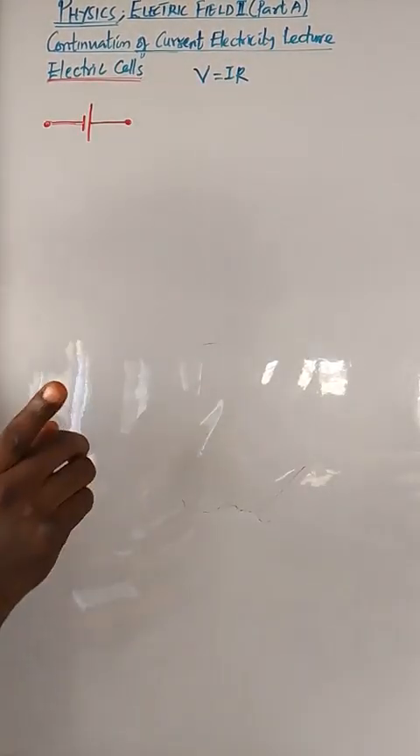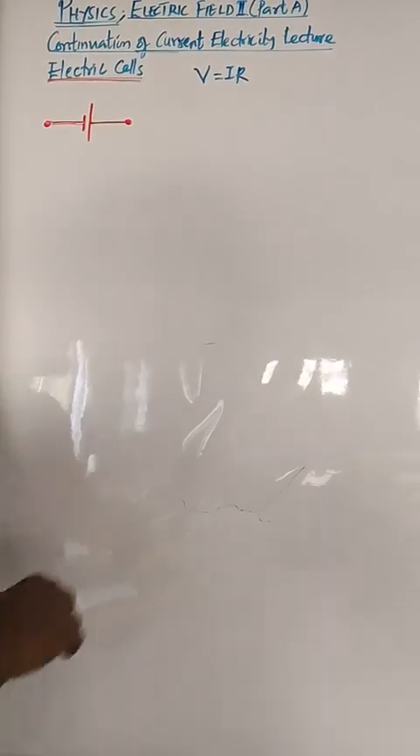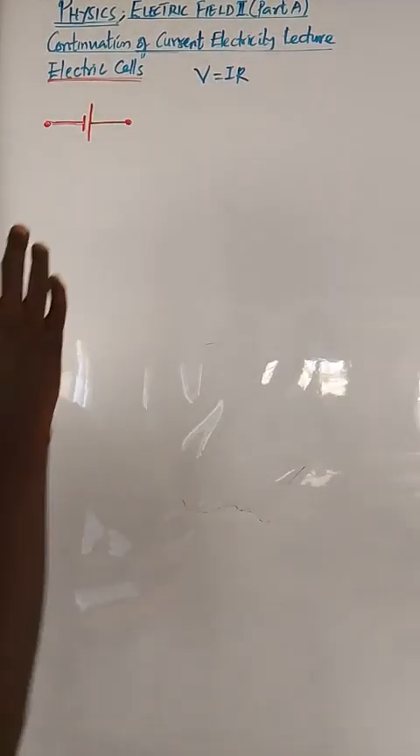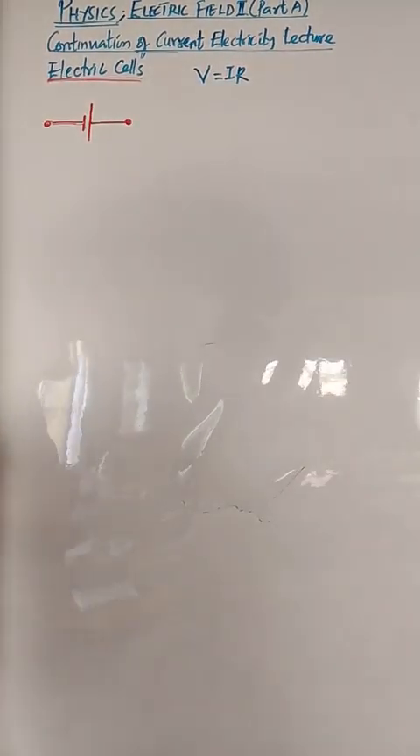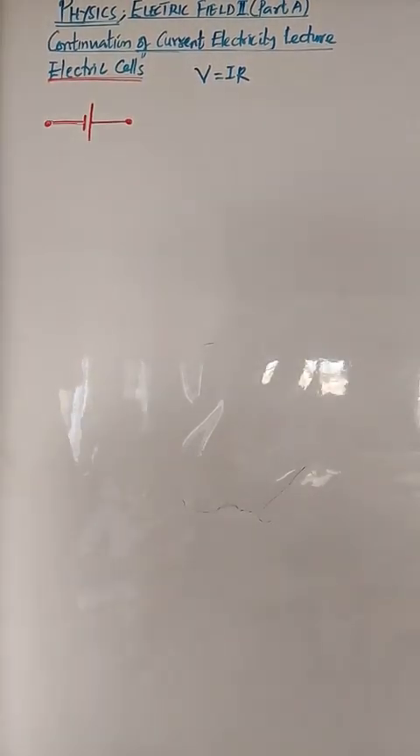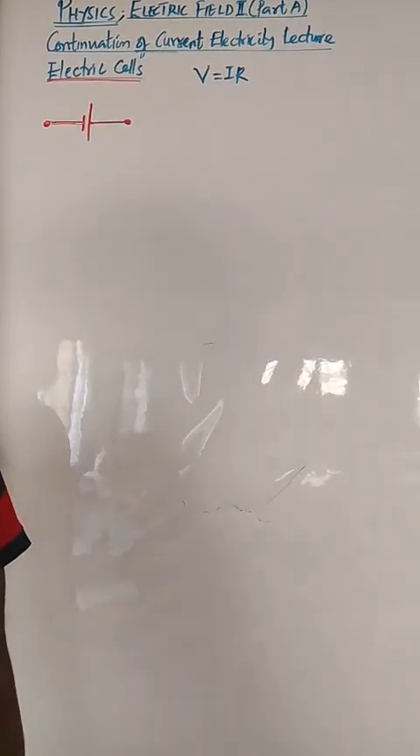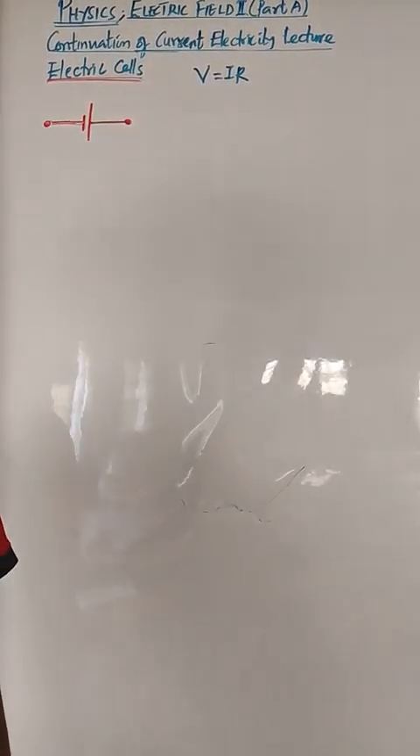So one of the sources of EMF is electric cells. We have other sources. Electric cells come from chemical energy. So these electric cells are chemical cells. They are gotten by converting chemical energy to electrical energy. In our next class, we are going to deal with that. We are going to talk about types of cells and the like.